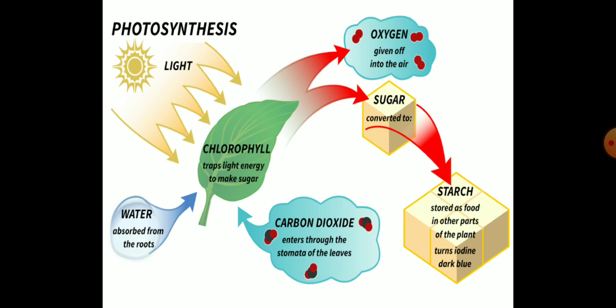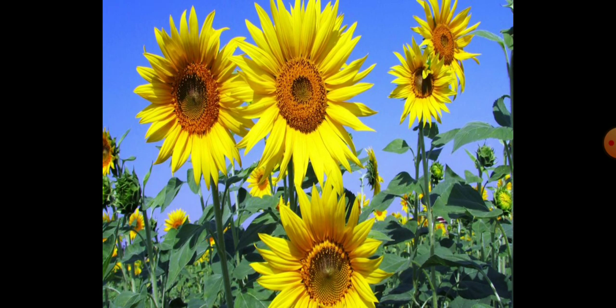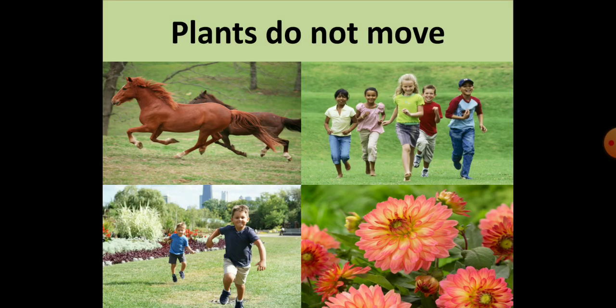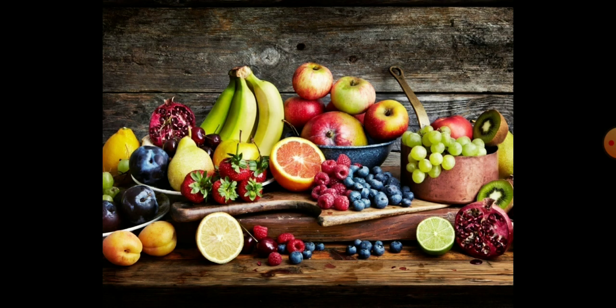Oxygen is given off into the air and extra sugar is converted into starch and stored as food in other parts of the plant. This food is prepared by plants for their own use. But unlike animals, plants do not require much food for their survival. This is because the plants do not move about. Most of the food and energy is needed for locomotion. As plants do not move around, they will have a lot of energy containing food left after their use.